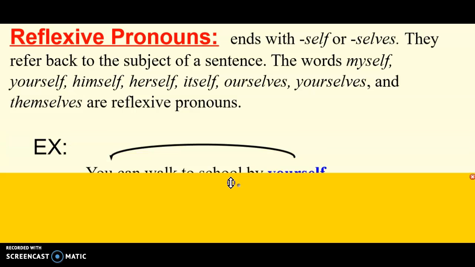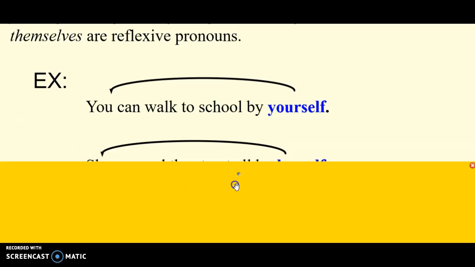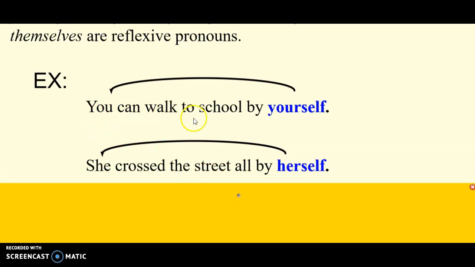Okay? So I'm going to give you two examples here. Pause with the video whenever necessary. The first example, you can walk to school by yourself. So yourself is referring back to you, all right? So you are the subject of the sentence, and the pronoun yourself is referring back to you. So that would be considered a reflexive pronoun. She crossed the street all by herself. Again, herself is referring to the subject, which is she, and that is also going to be a reflexive pronoun.